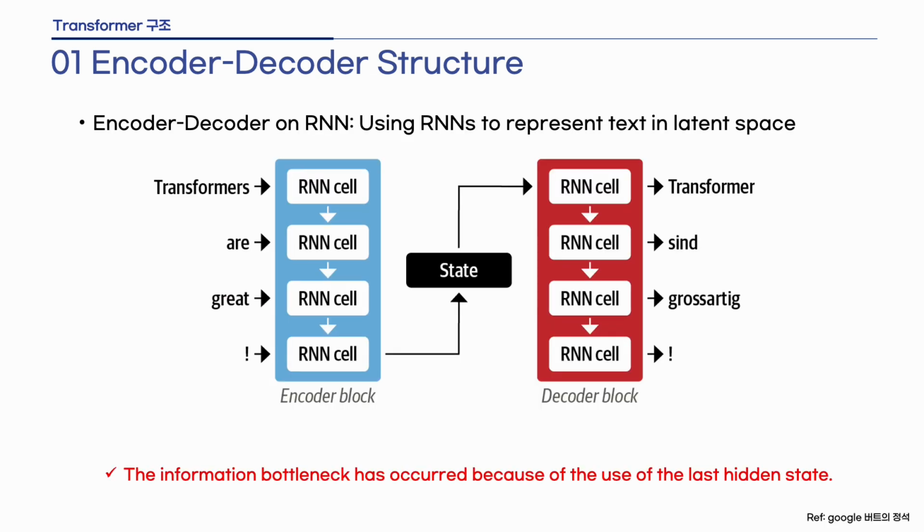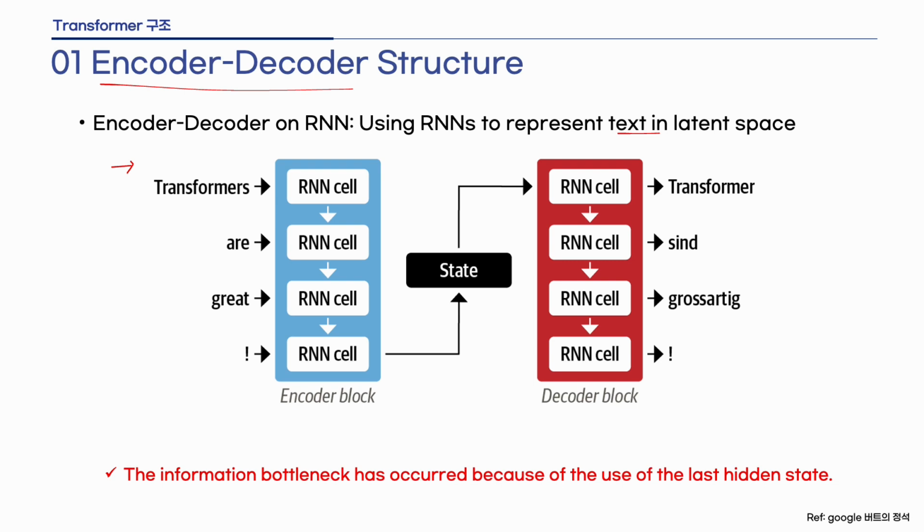Okay, the autoencoder has been structured on the encoder-decoder structure, and then researchers tried to apply this encoder-decoder model with RNNs. Here is an example of an RNN-based encoder-decoder model. This is about using RNNs to represent text in latent space. It's almost the same as the autoencoder structure.